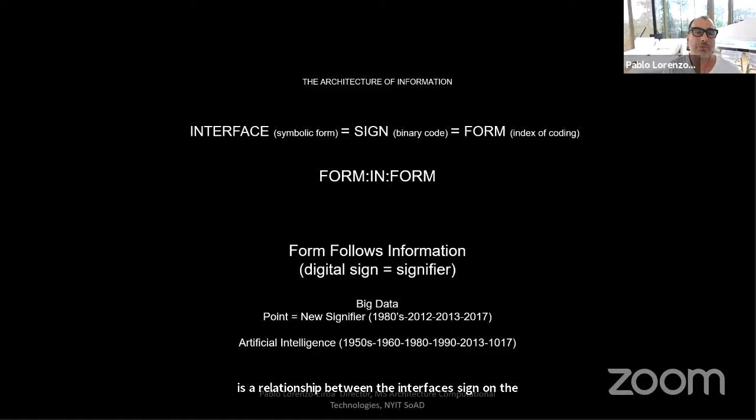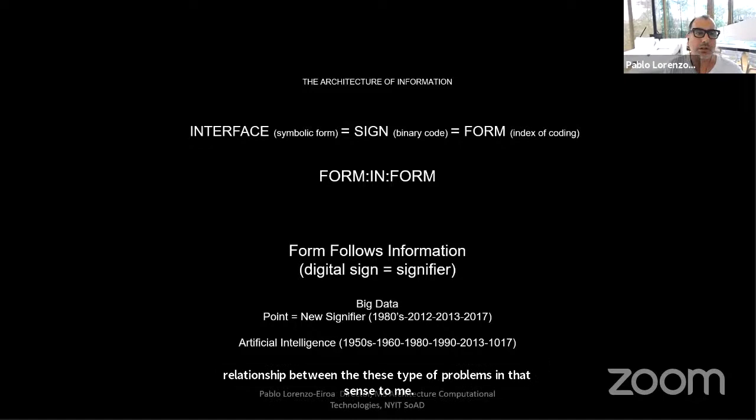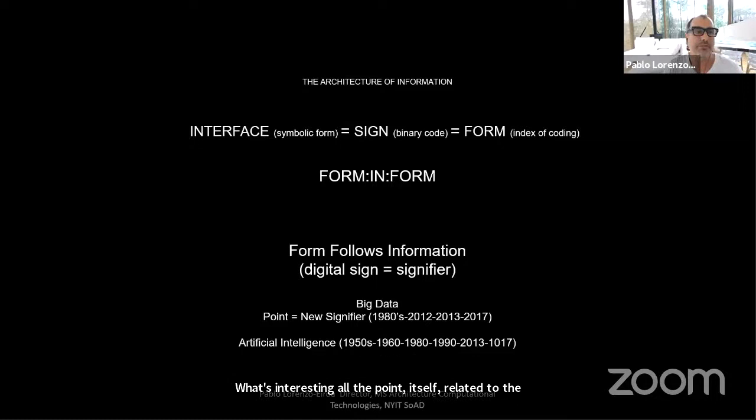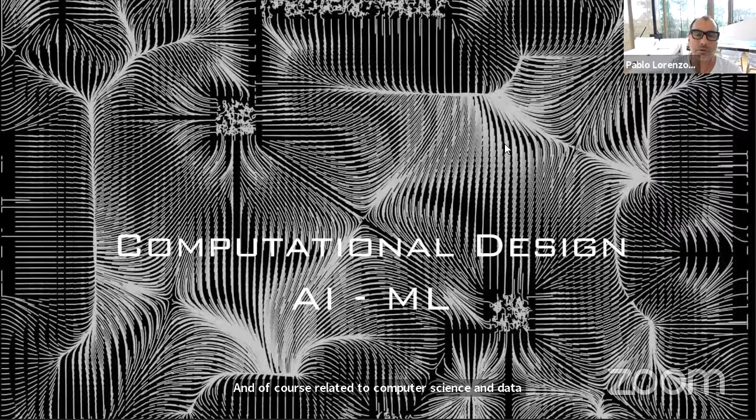In that sense, what's interesting about the point itself relative to the surface of the 1990s is that the point activates a new type of signifier, a new type of sign. And the interest that I've been searching after is to activate a new theory of sign relative to architectural signification and computational signification, and of course, relative to computer science and data science. We have been understanding computational design in a certain way, but I think that we are not able yet in architecture and urbanism to understand the reach of data science in relationship to computer science.